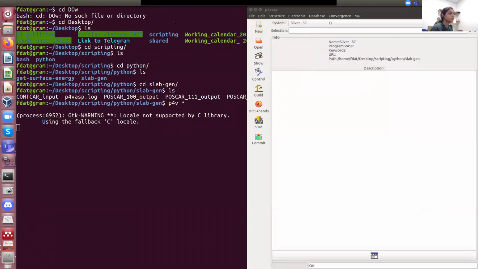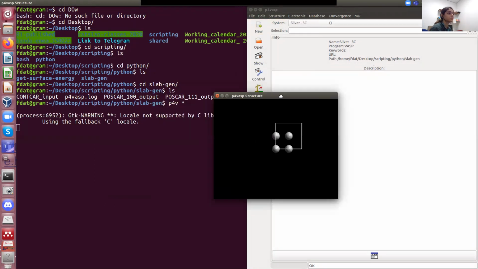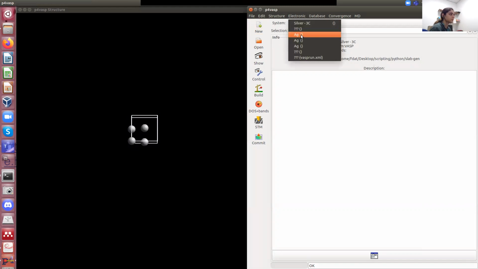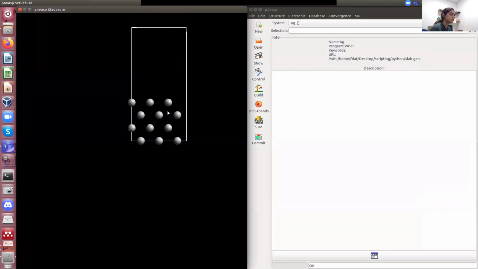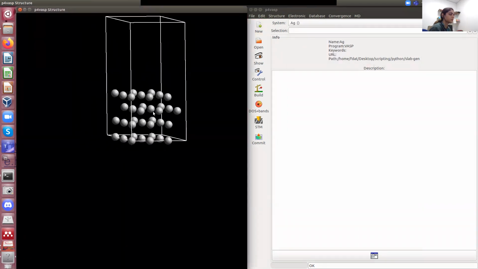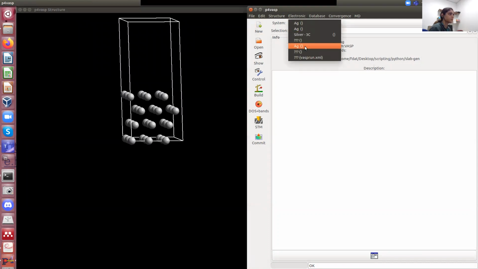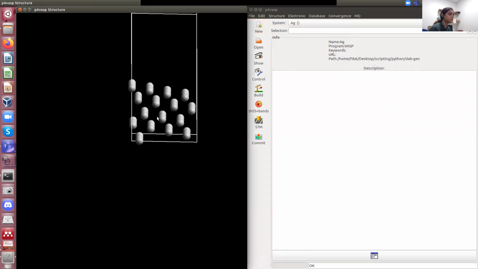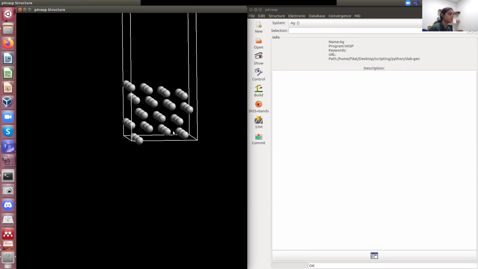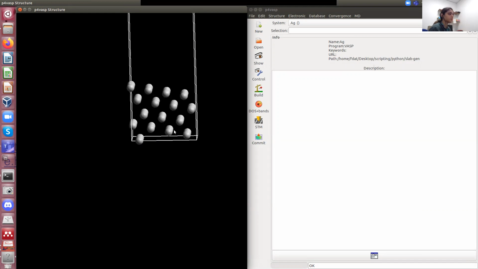So this is the input, bulk silver. This is the output. This is silver 100 with 4 layers. This is silver 111 with 4 layers. This is silver 711 with, well, 4 layers, yes, 4 layers, okay? 1, 2, 3, 4. So the script should be able to do that.